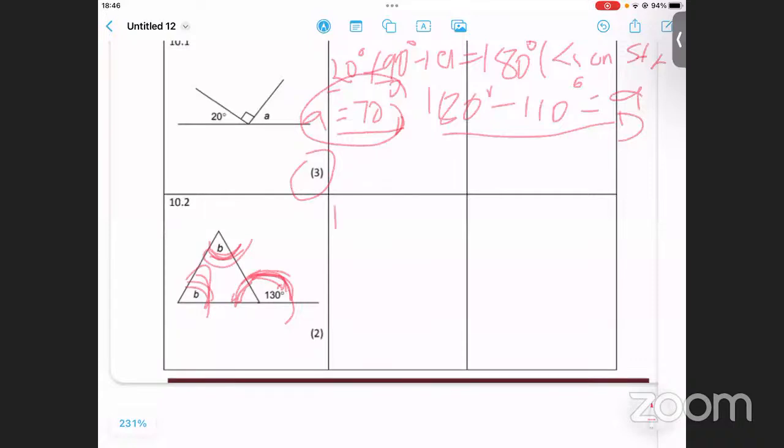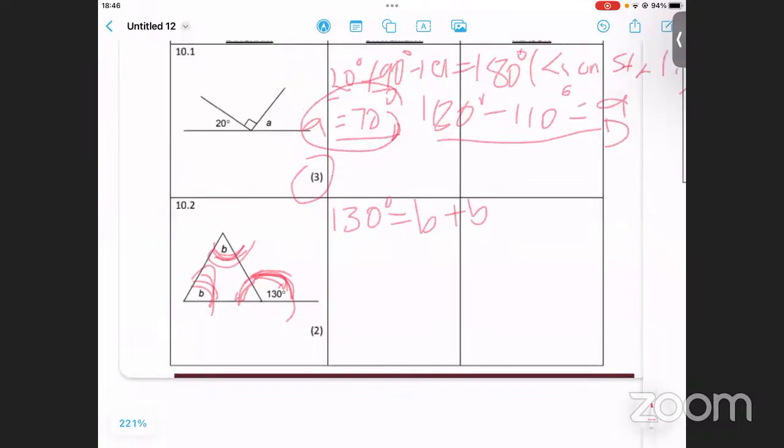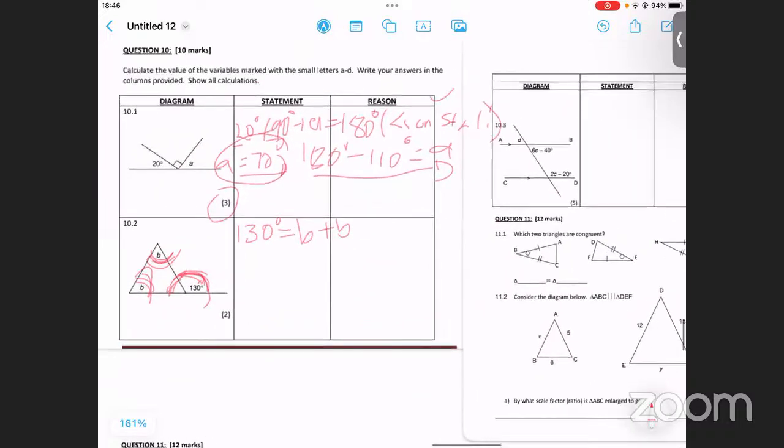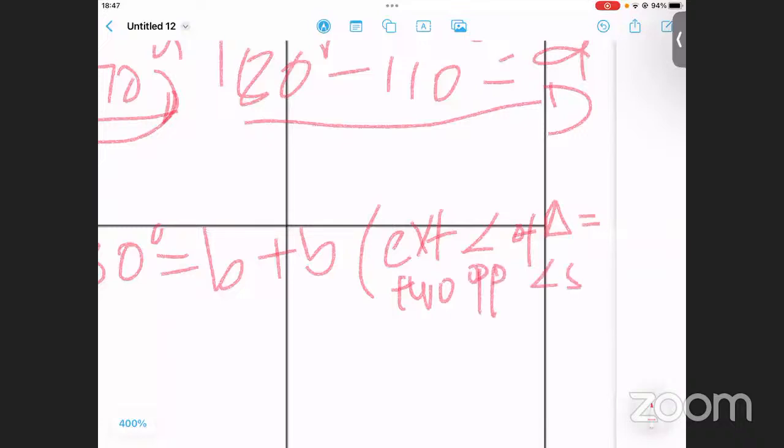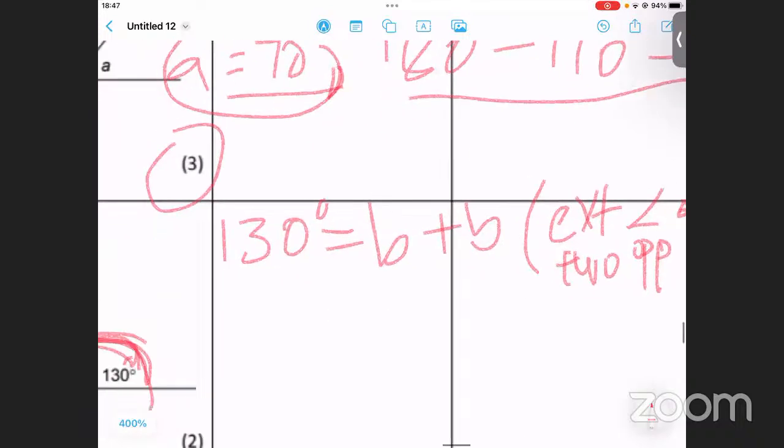So we say 130 degrees is equal to B plus B. Exterior angle of a triangle equals two opposite angles. So it's exterior angle of a triangle equals two opposite angles. Okay, this is how you do it.